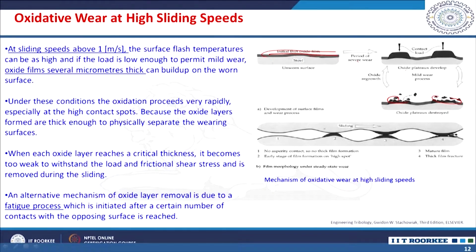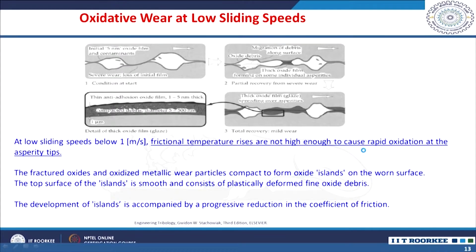So, you can see there are no asperity contacts first of all, and then asperity contacts leading to high hot spots, and then this material is removed. With increasing speeds you have a difference in the oxidative wear, right. An alternative mechanism can also be understood as the material is removed due to a high fatigue process, which is initiated after a certain number of contacts with the opposing surface is reached.